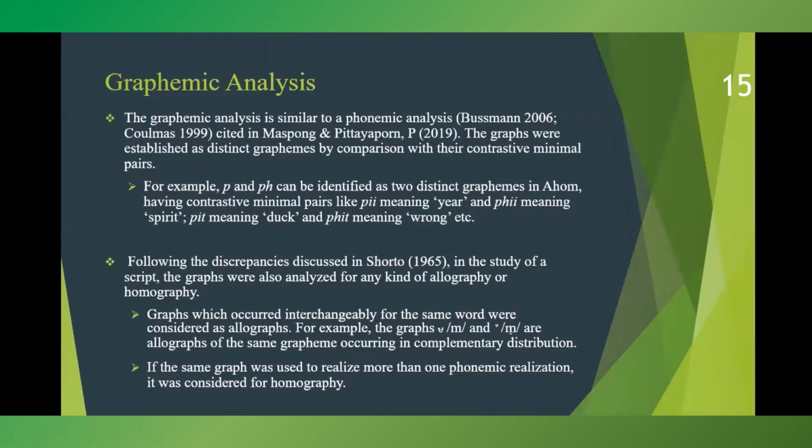The graphs M and the graph M always occurring in the initial position and the graph always occurring in the final position show that they are allographs of the same grapheme occurring in complementary distribution. Again, if the same graph was used to realize more than one phonemic realization, it was considered for homography.